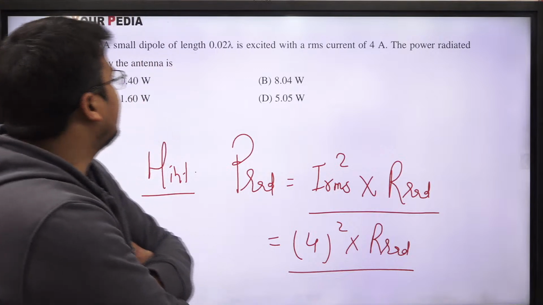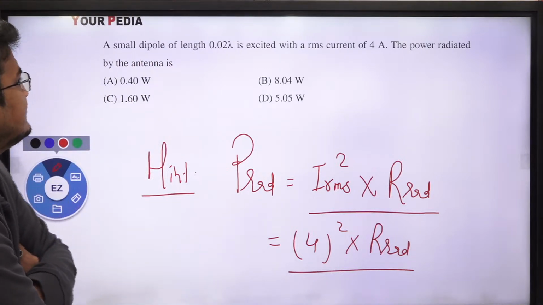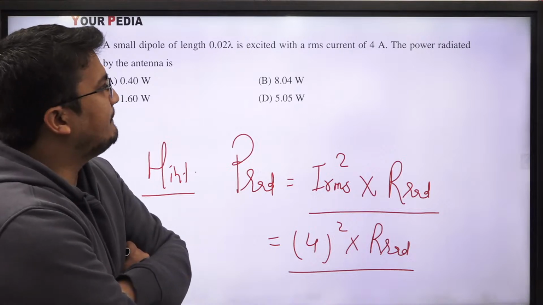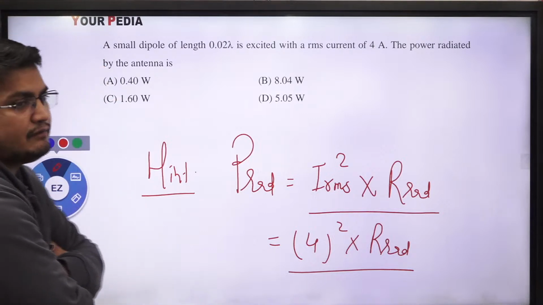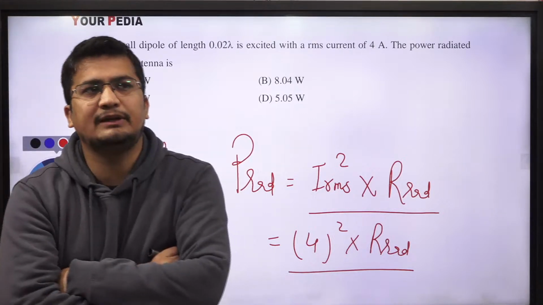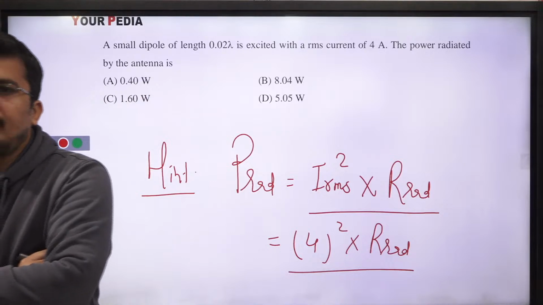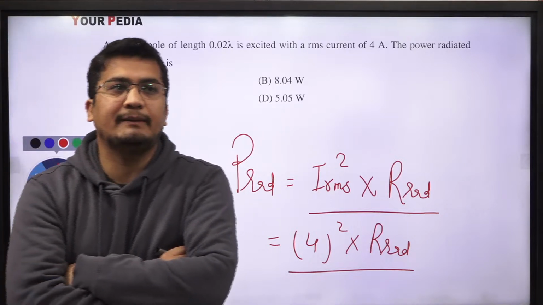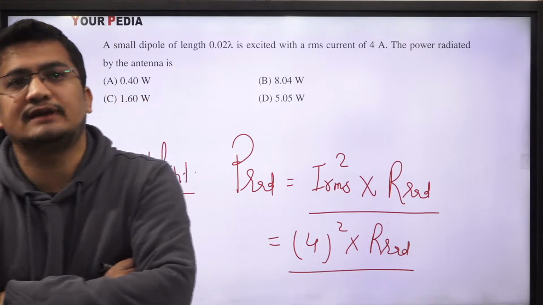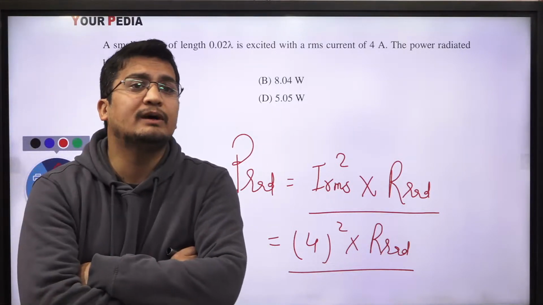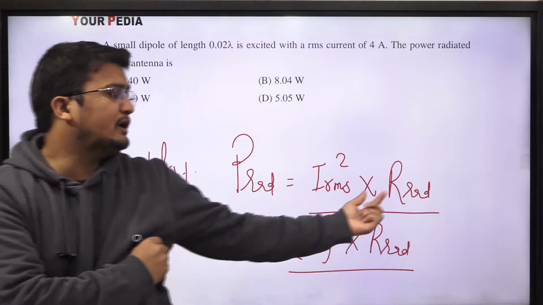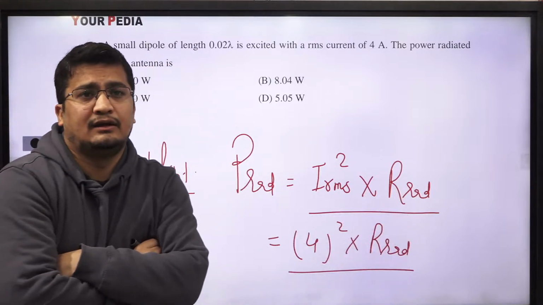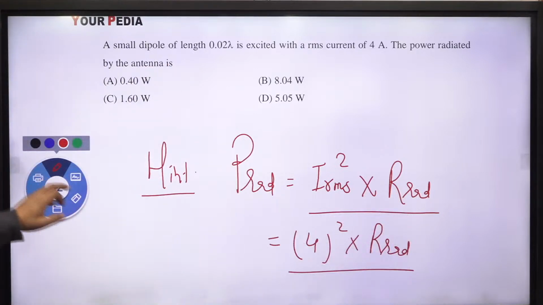This is an antenna question. A small dipole of length 0.02 lambda is excited with an RMS current of 4 ampere. The power radiated by the antenna will be, 4 options are provided to you. The hint I already gave you, people: the power radiated will be I RMS square into radiation resistance. So the only thing you must know is how to calculate the radiation resistance for this length of the antenna. So guys, the answer will be D.